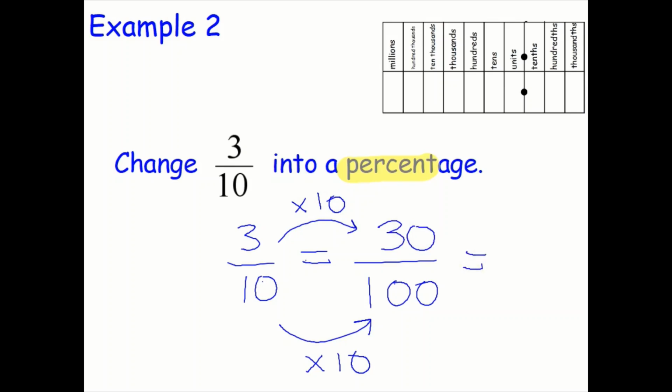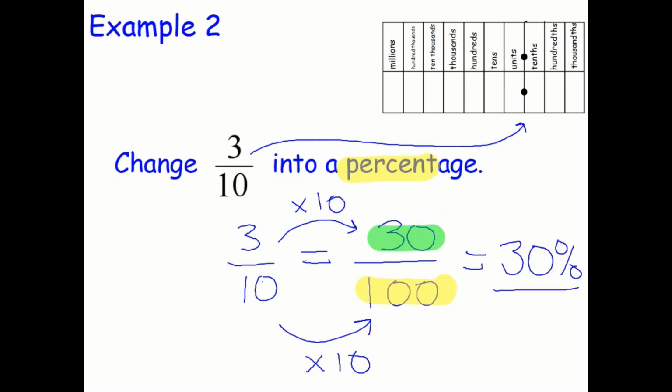Now we've got a number that is out of 100, and we can therefore just take this top number to be our percentage. So it is 30%. And just for your information as well, if we were to put this into the place value table, 3/10, well, there's our tenths column, and if we've got 3 of them, we put 3 there, and the decimal equivalent would be 0.3.